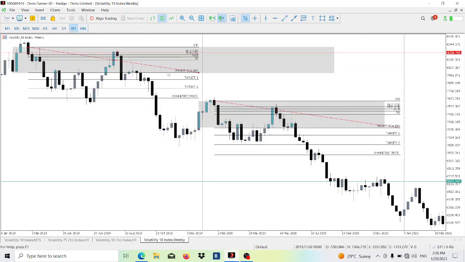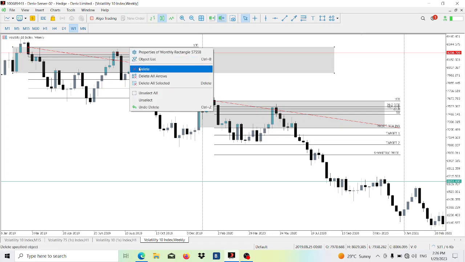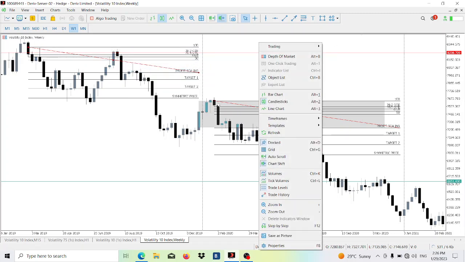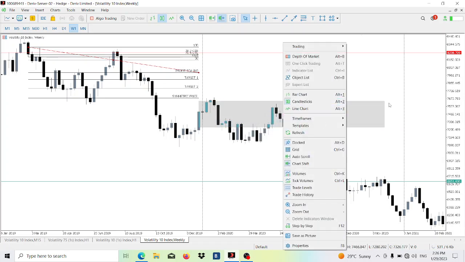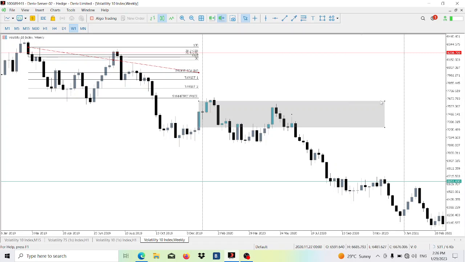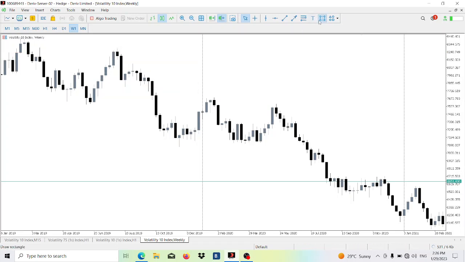Let's go on a weekly. So what is an order block? I would define an order block as the last up candle within an uptrend. It's so easy, right? This is the last up candle. So when price returns to it in future, we will have sell opportunities.